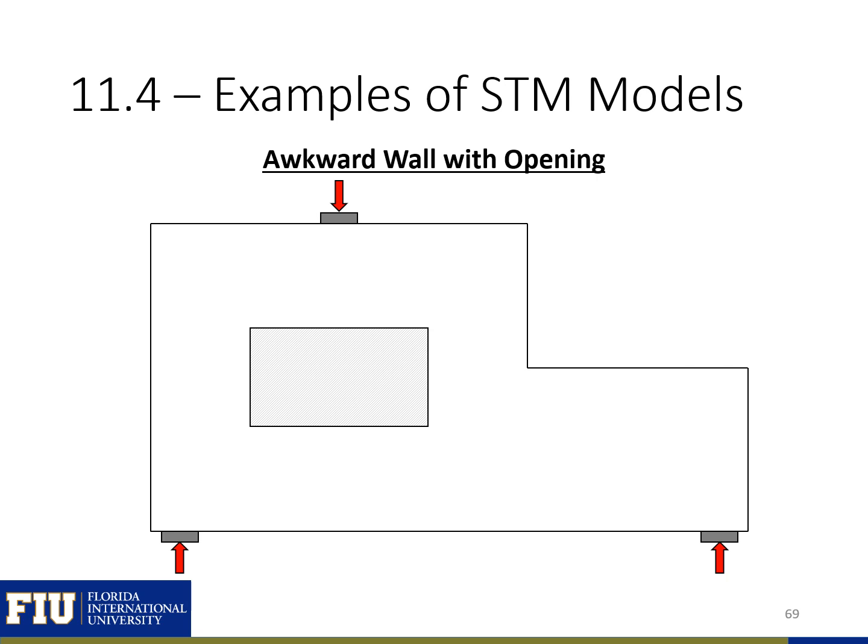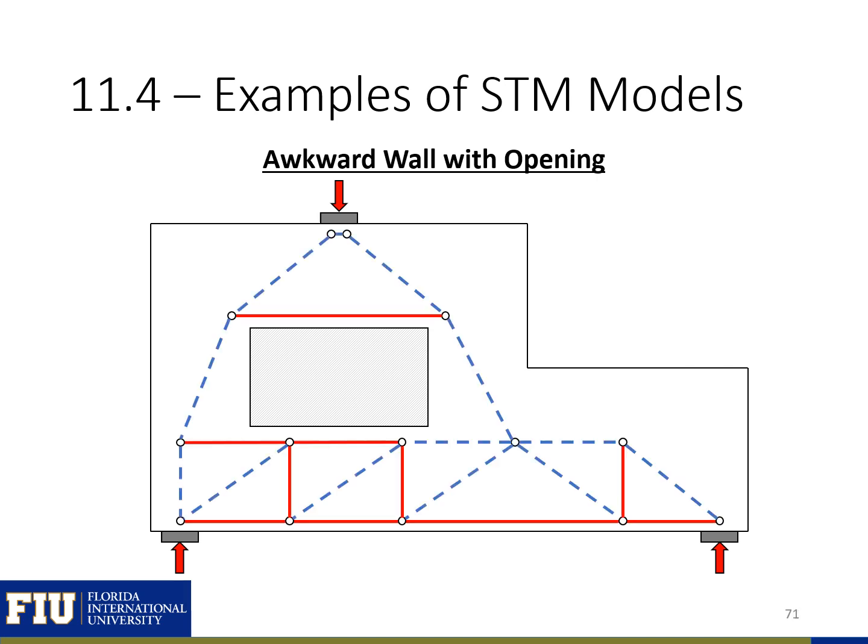Next, we have an awkward wall with an opening in the middle, with a point load on top of the wall. So you can pause it if you want to try to develop your own model. First, we lay out the location of our nodes. So you can see here some of the nodes that I placed. And then we can connect those nodes with our different elements to get our model, trying to get some steel around our window opening here and at the bottom of our member.